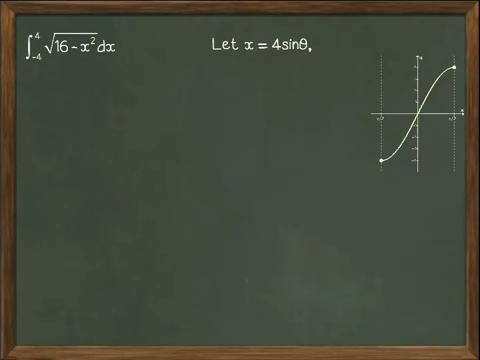In this final example, we're going to look at the definite integral of the square root of 16 minus x squared dx between minus 4 and 4. Now the suitable trig substitution will be let x equal 4 sine theta on the interval minus pi over 2 to pi over 2. So if x is equal to 4 sine theta, then dx d theta is 4 cos theta, and dx is 4 cos theta d theta.